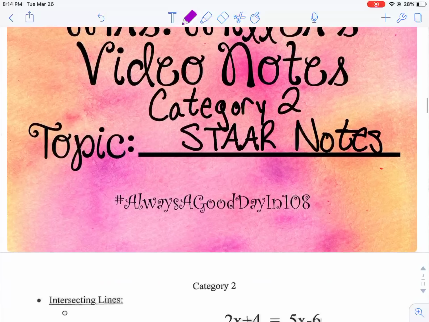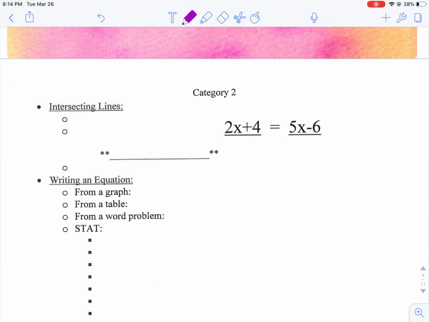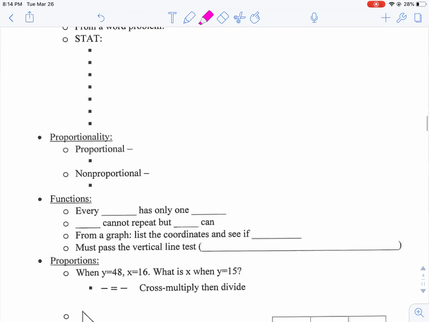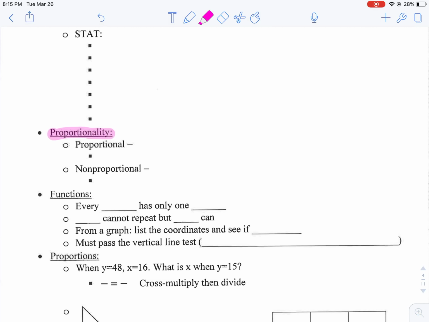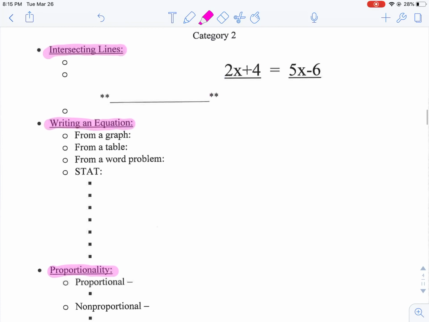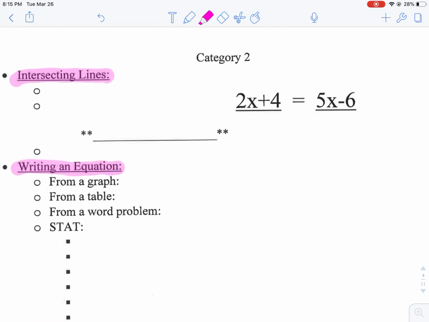So we've got 5 different topics in category 2. We're going to look at intersecting lines, how to write an equation, solving for proportionality, talking about functions, which was a big one that we had some issues with on the benchmark, and then looking at proportions.